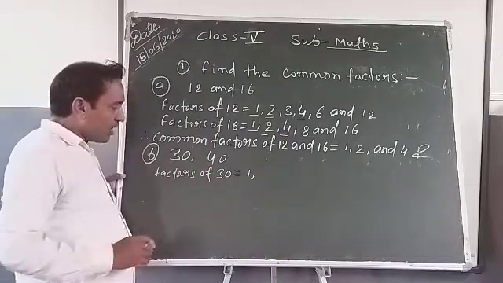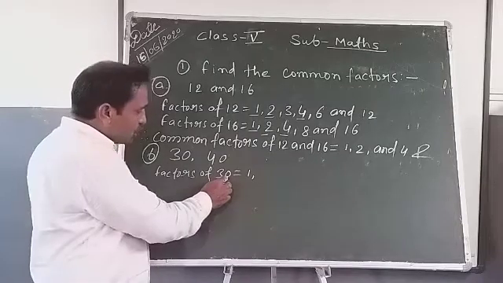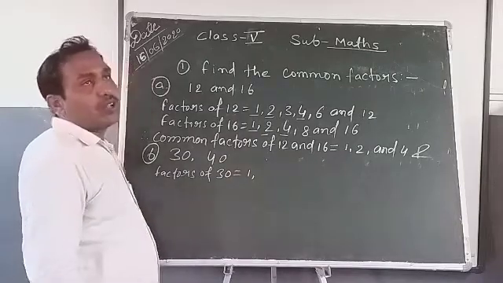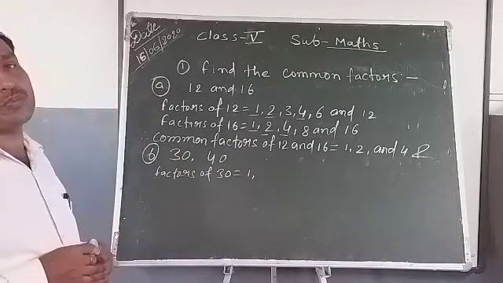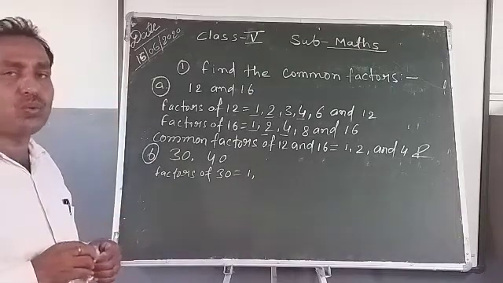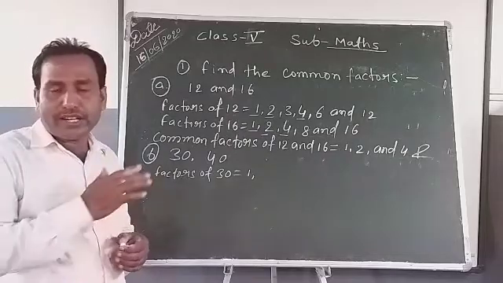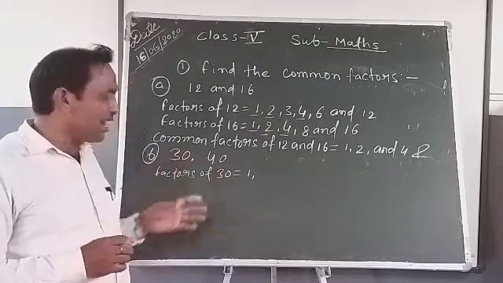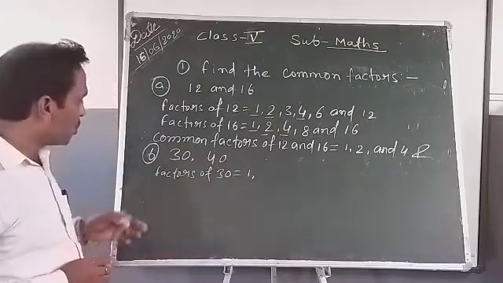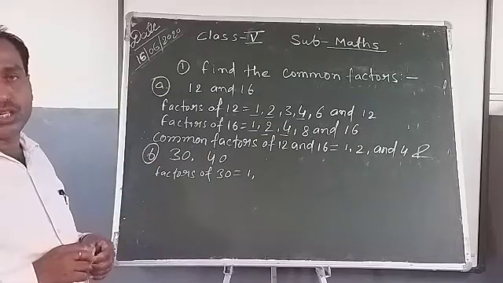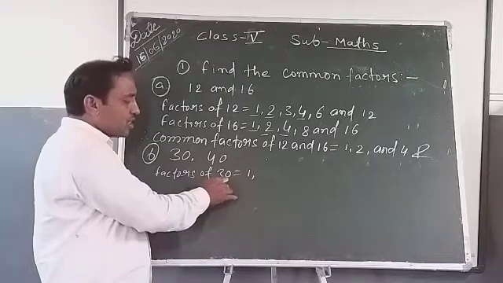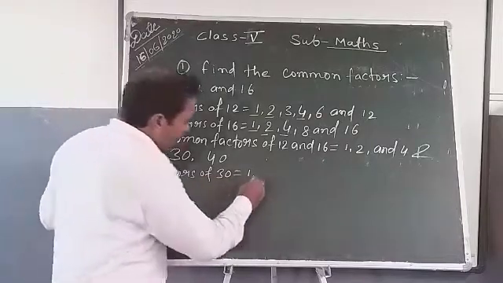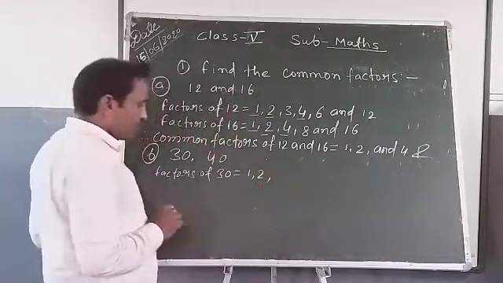So 30, okay, its unit place is what? 0. Then you know the divisibility rules: any number whose ones place is 0, 2, 4, 6 or 8 is divisible by 2. So 2 is also a factor of 30, because 30's unit place is 0. So you write 2 is also a factor of 30.